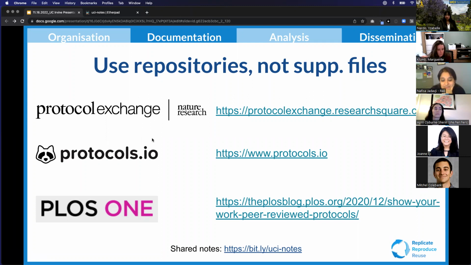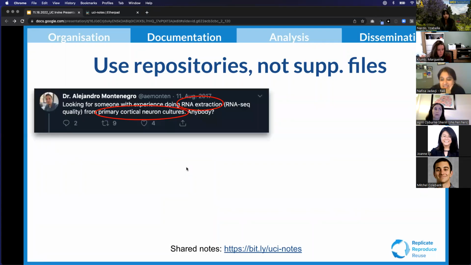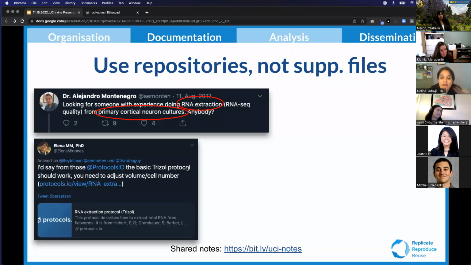Next slide. So here's an example of the power of protocol repositories. There was this tweet posted by a scientist who is looking for RNA extraction from primary cortical neurons. Next slide, and then you get a response to this tweet with a link to a protocol on protocols.io. This protocol has been published in a repository, protocols.io. And the scientist replied, and it worked out really great for him. Next slide.